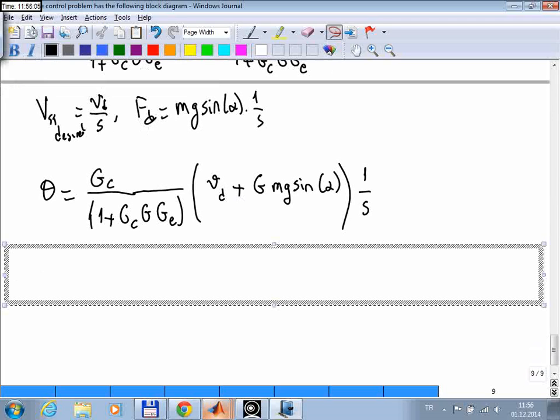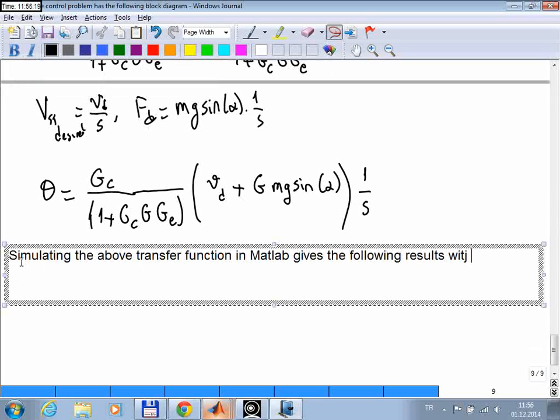Simulating the above transfer function in MATLAB gives the following results for the ideal case with k equal to 0.1.